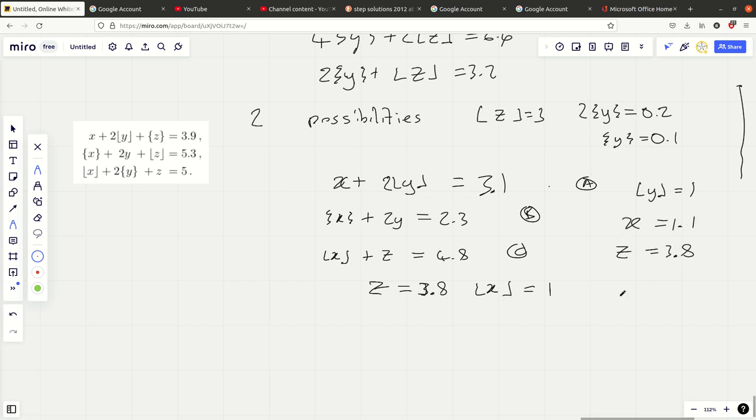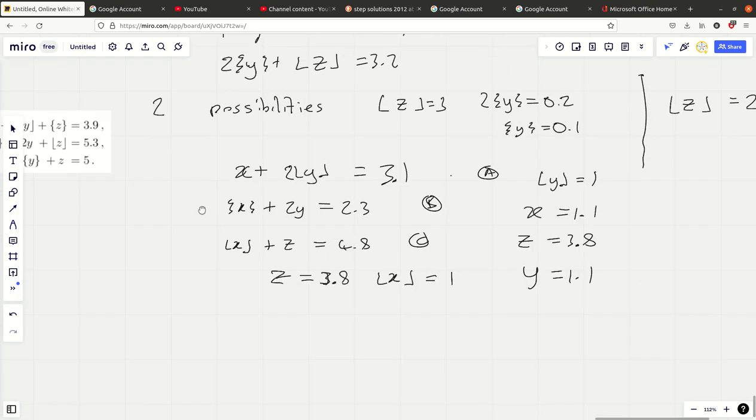z equals 3.8, and now we just need to work out y. As the integer part of y is 1, and the fractional part of y is 0.1, we get y is 1.1. Yeah, and we've done it again. We've got x, z is 3.8, and the other two are 1.1. Once again, check it holds in all three of those equations. I definitely did. Do check all three of those results hold, just to be cautious.